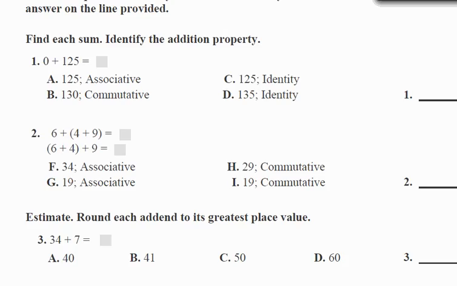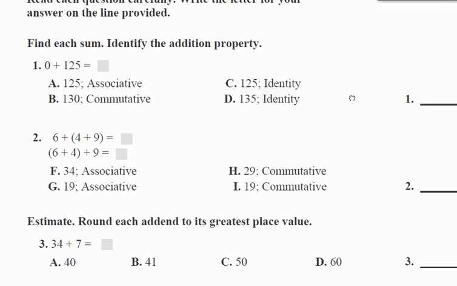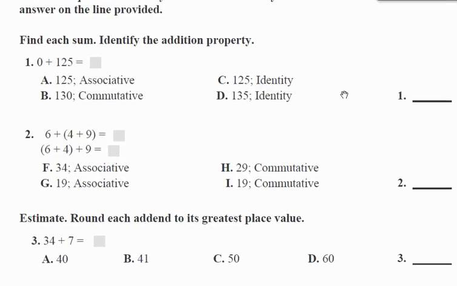This is additional review. Okay, find each sum. Obviously, any number plus 0 is going to be that number, right? So 0 plus 125 would be 125. Is it associative or identity? Identity. Whenever I see a 0, it's going to be identity. Okay? And then number 2, whenever I see the parentheses, it's going to be associative.